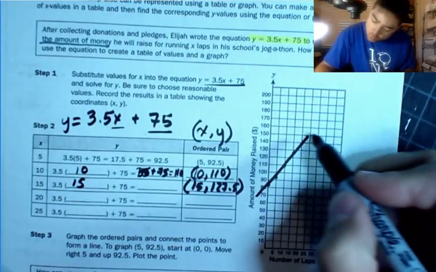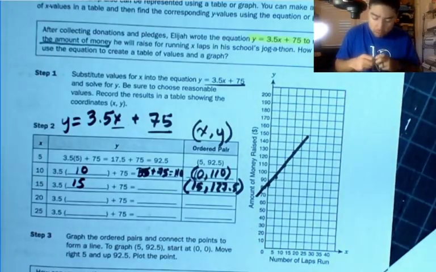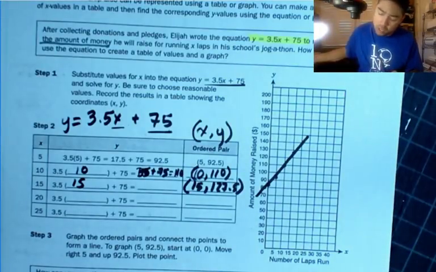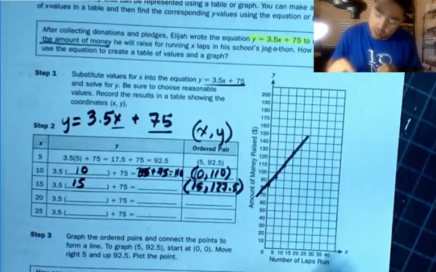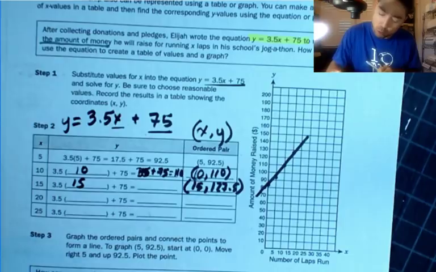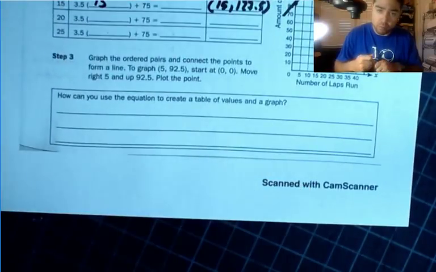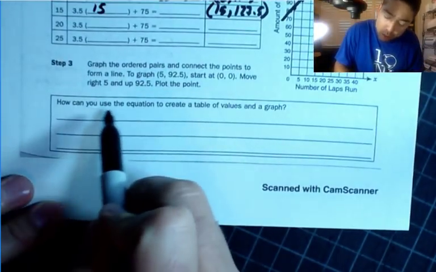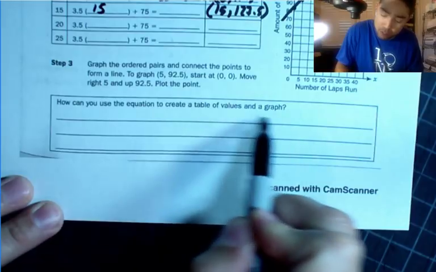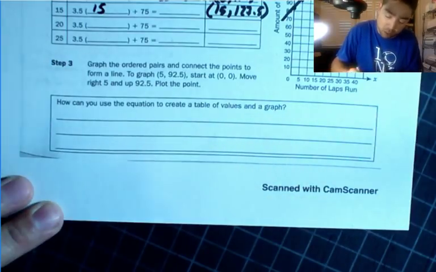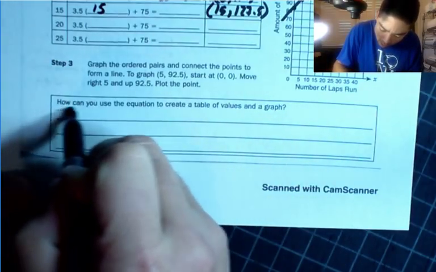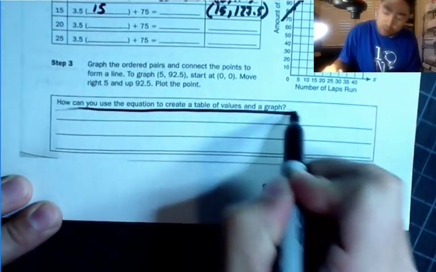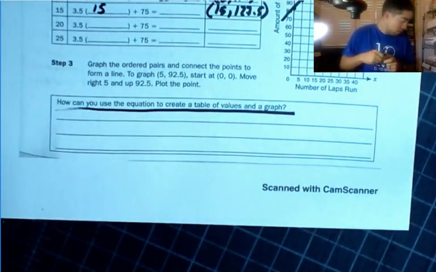And this line would keep on going in a straight direction because this was a constant rate of change. It doesn't look perfectly straight just because of a little human error and also the way that the graph is drawn up. So what I want you to do is in your notes, I want you to answer, how can you use the equation to create a table of values and a graph? So that's going to be one of your questions in your Cornell notes, right?